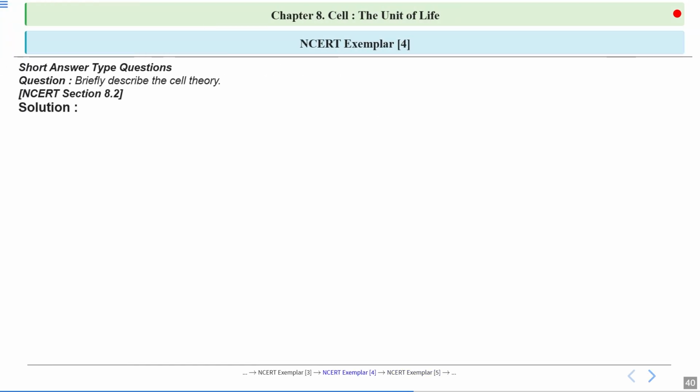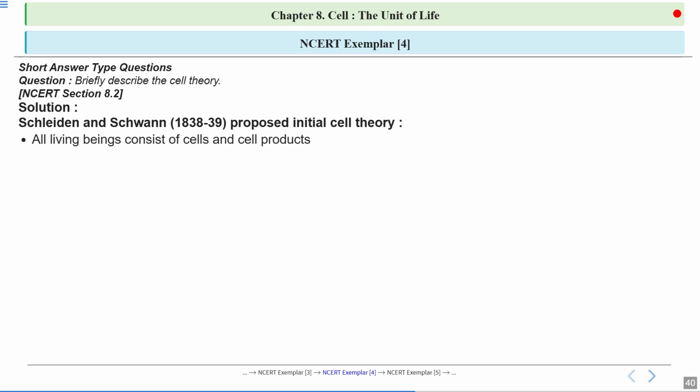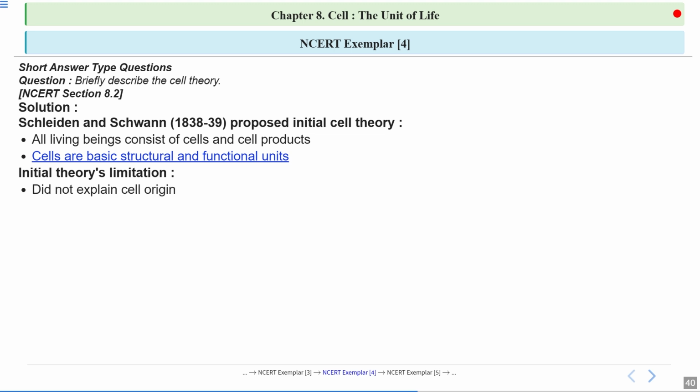You have to briefly describe the cell theory. Schleiden and Schwann proposed the initial cell theory. All living beings consist of cells and cell products. Basically, all living organisms are made up of cells. Cell is the structural and functional unit of life. Now, what was the initial theory's limitation? The initial theory given by Schleiden and Schwann did not explain how the cell originated.